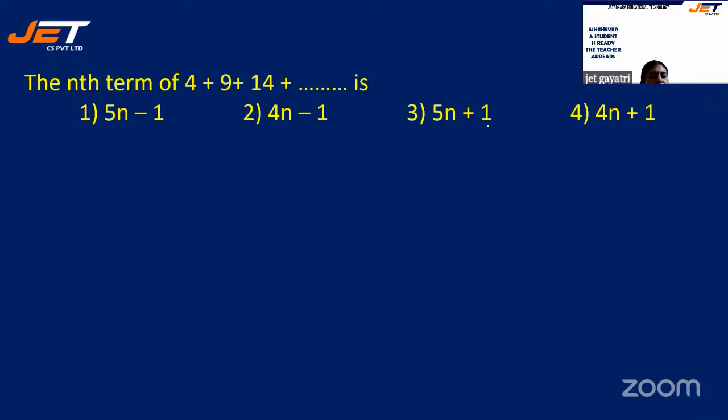The nth term of 4 plus 9 plus 14 plus and so on is dash. Okay. So they're asking you the nth term of an AP. Actually, how do we find out the nth term?